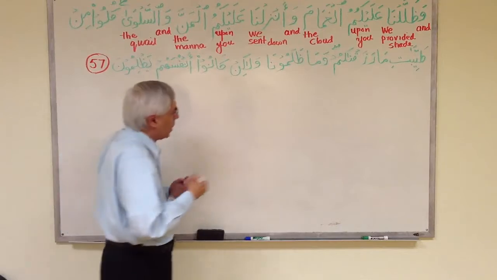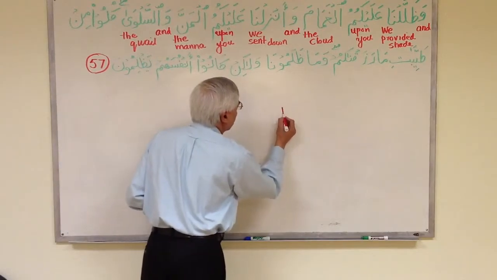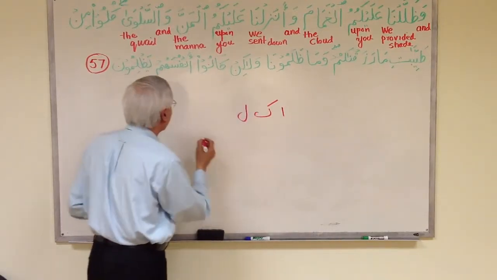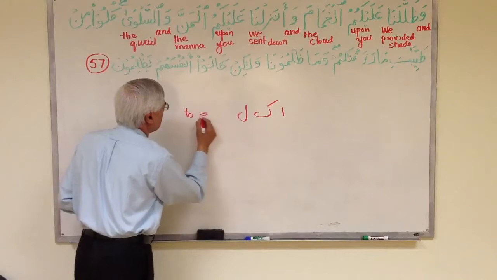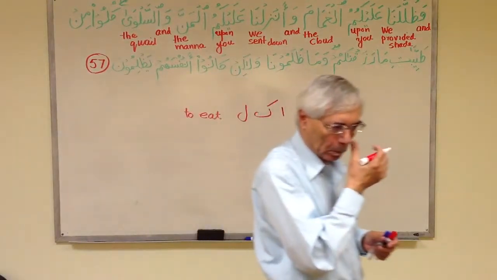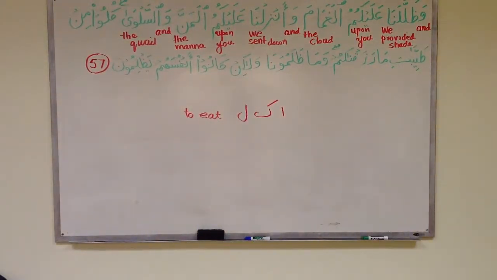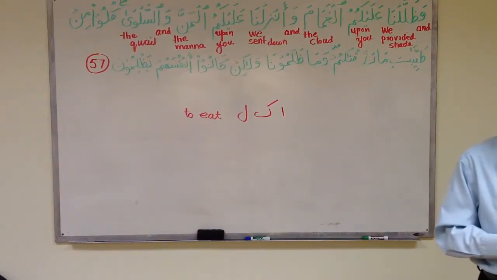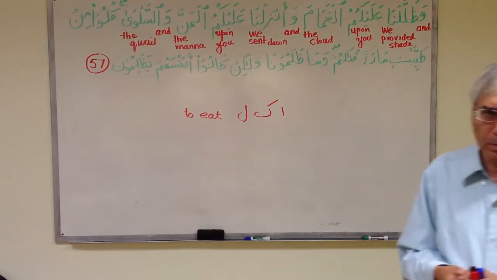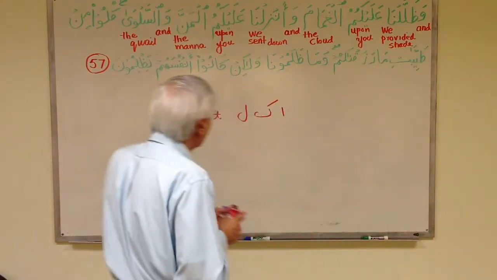Okay. Now, this next word has the root letters alif, kaf and lam. This means to eat. Akala means to eat something. Okay. And kulu is a command saying eat. If you are telling someone eat, start eating, that is a command. That's an order.